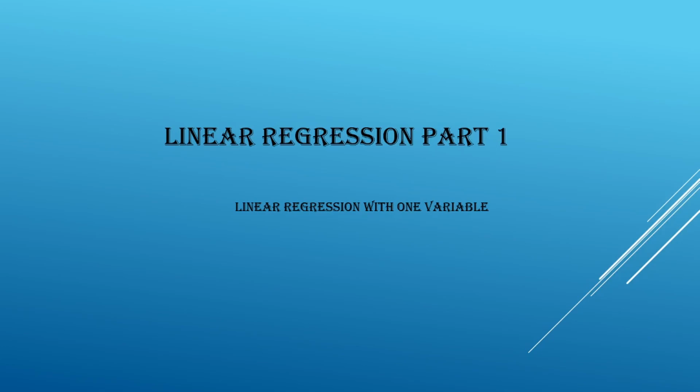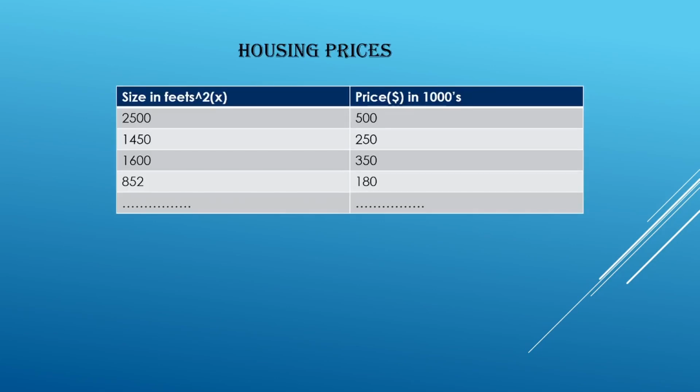So today I'll be talking about linear regression. In this first part of the series, I'm going to be talking about linear regression with one variable. Let's say you are a machine learning engineer and you are hired by a real estate company to create a model that predicts house prices based on the size of the houses in feet.